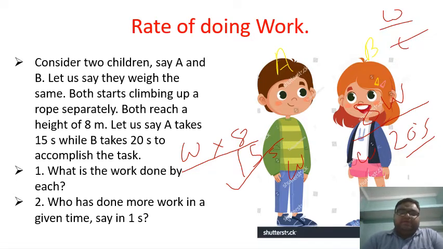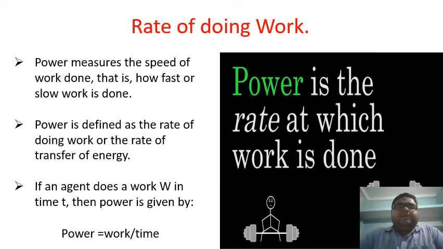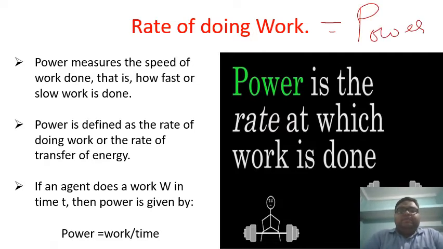Okay, students, now the rate of doing work, we call it power. So power measures the speed of work done, that is, how fast or how slow the work is done. It is measured by power. So how do we define power? Power is defined as the rate of transfer of energy, or we can say the rate of doing work.